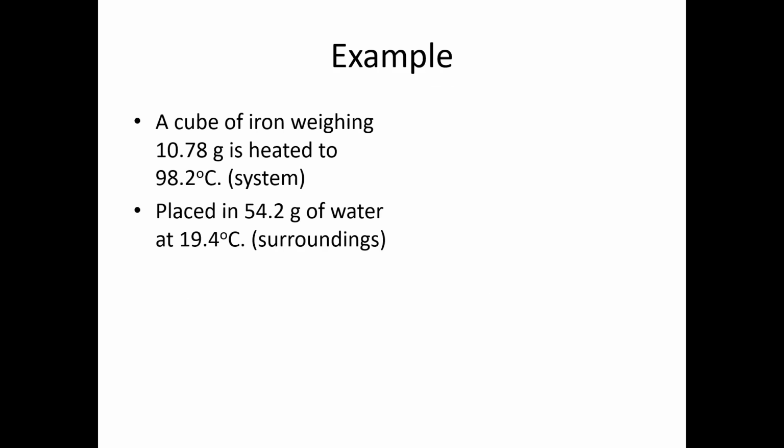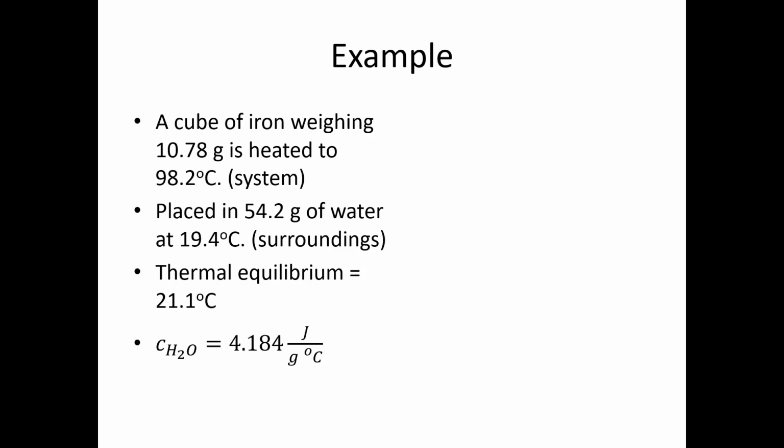Water has the same temperature as the surroundings. And then we reach thermal equilibrium. What does thermal equilibrium mean? Thermal has to do with temperature. What does equilibrium mean? What do you think it means? The system and the surroundings are the same temperature. So when the metal cools and the water rises and they equal one another, we're at 21.1 degrees Celsius. So you'll see thermal equilibrium in your lab. That's what that means. We remember that the water has this heat capacity.